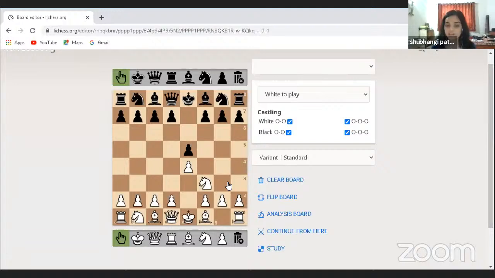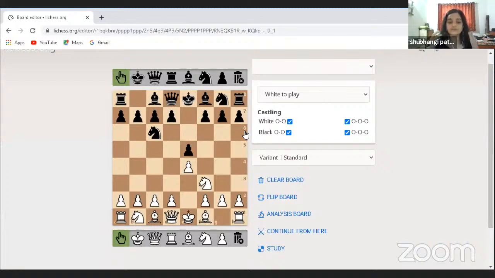Again, black will move. Black is moving this knight from here to here. Okay, so how will we write this move? Alphabet C, number 6. What is moving? Knight. So N, C6. Okay, excellent, very good. You have to write this below E5 in the black column.